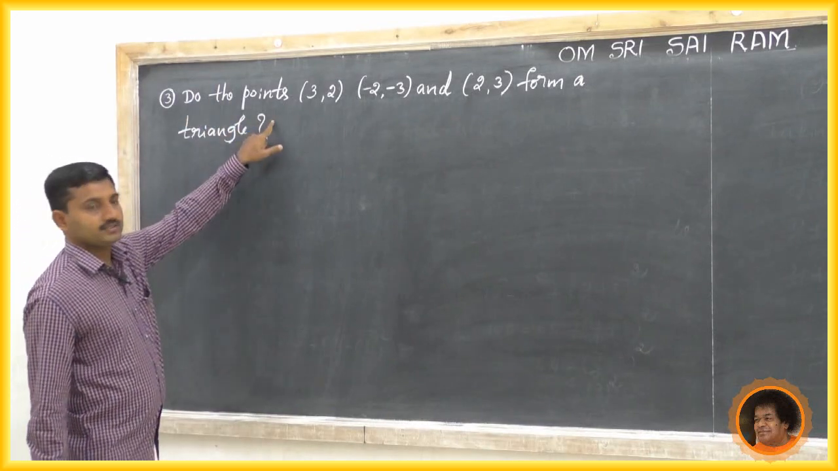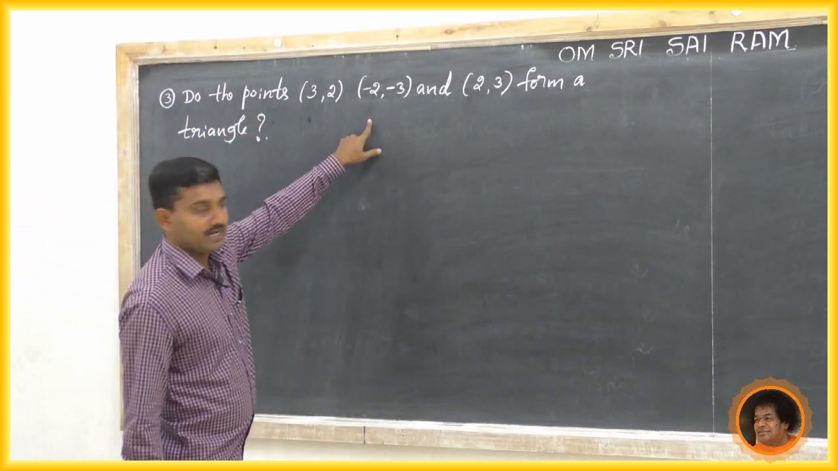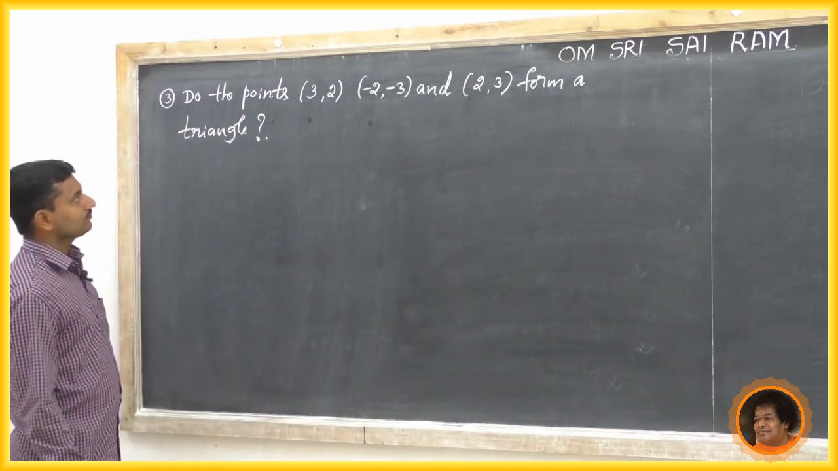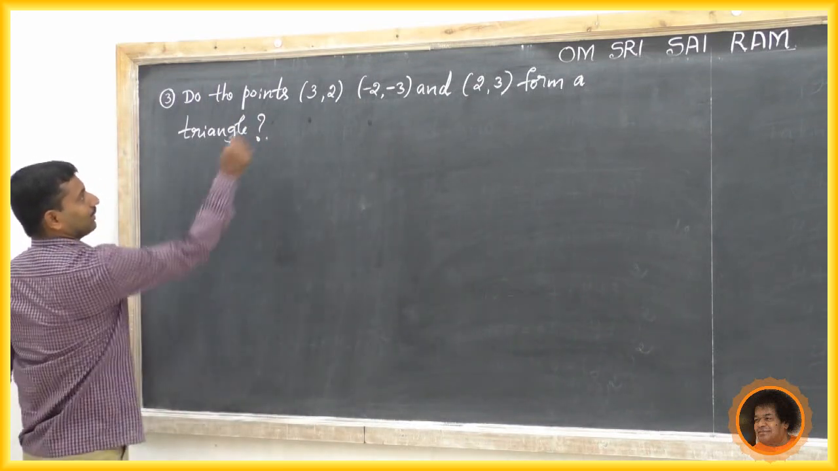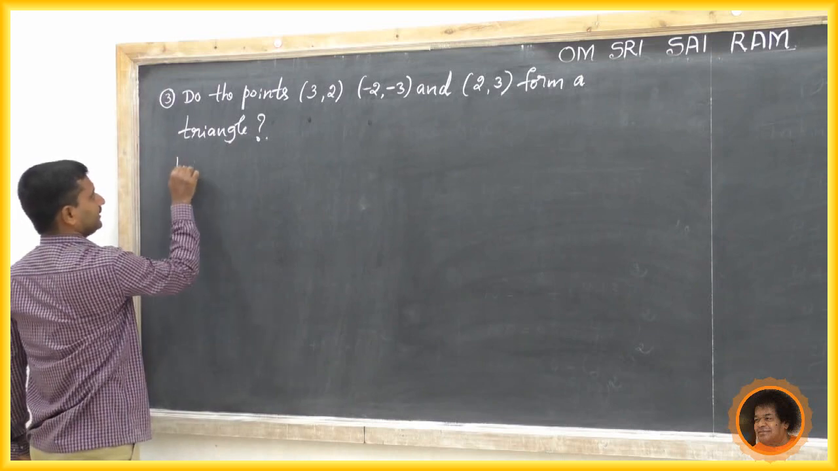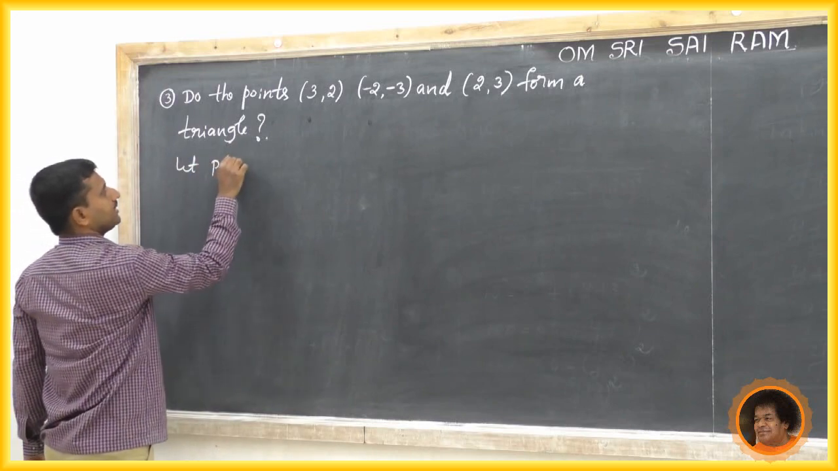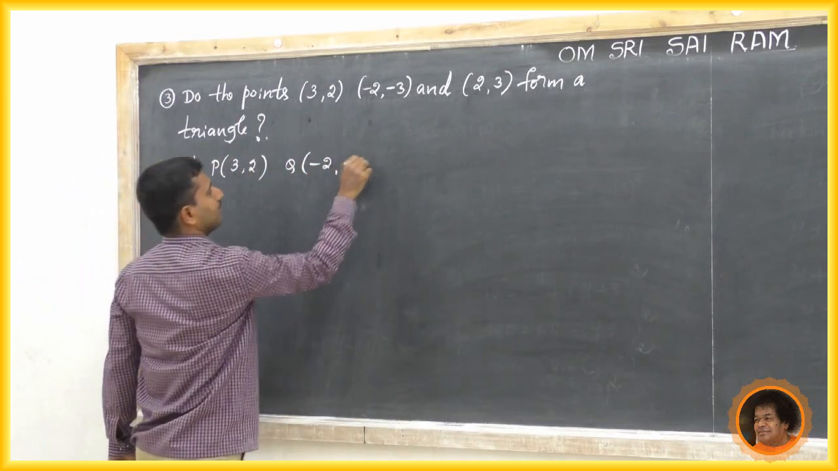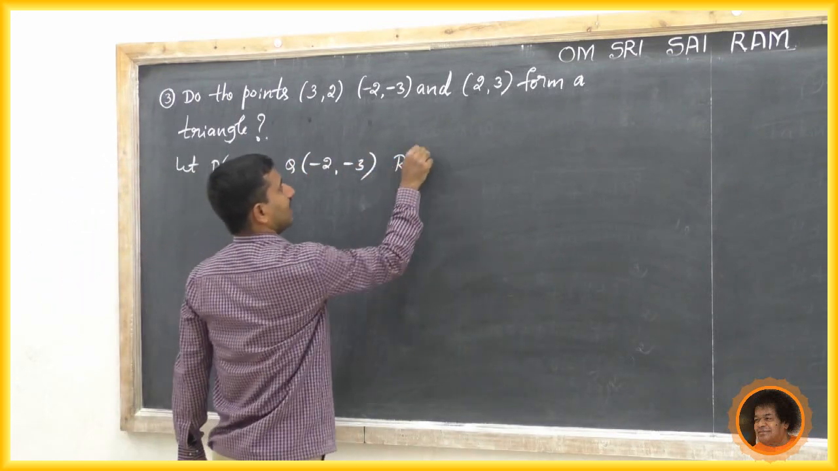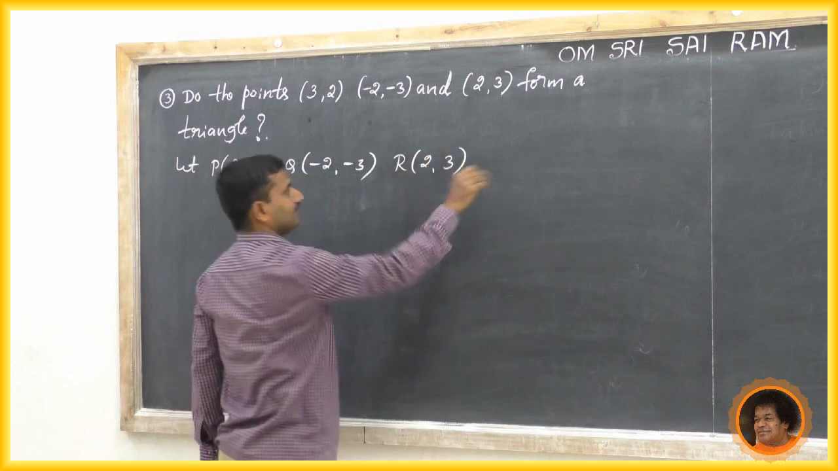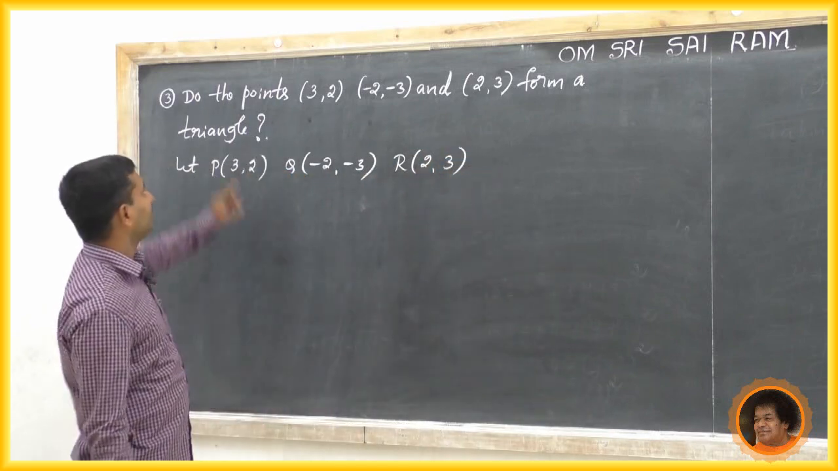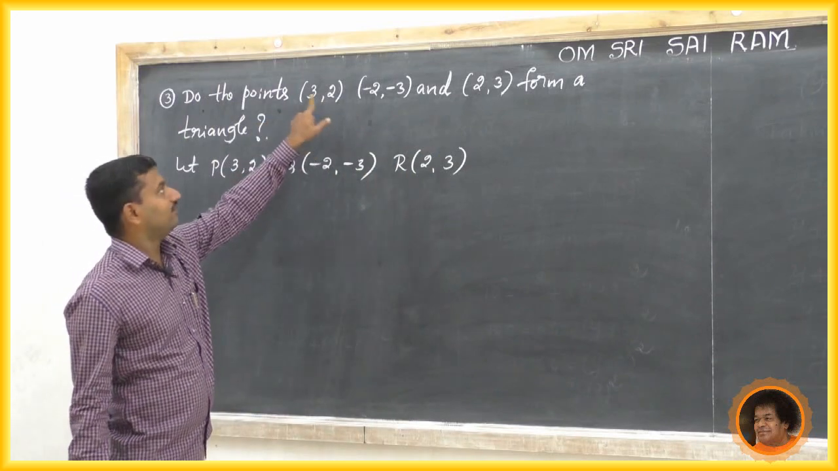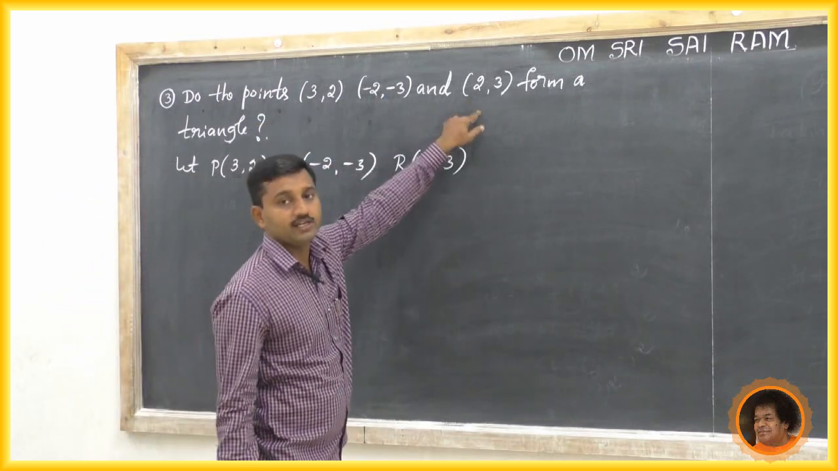Do the points 3, 2, minus 2, minus 3 and 2, 3 form a triangle? So here the points are given. Let P 3, 2 and Q minus 2, minus 3 and R 2, 3 be the 3 points. So what is the question given? Do the 3 coordinate points 3, 2, minus 2, minus 3, 2, 3 form a triangle?